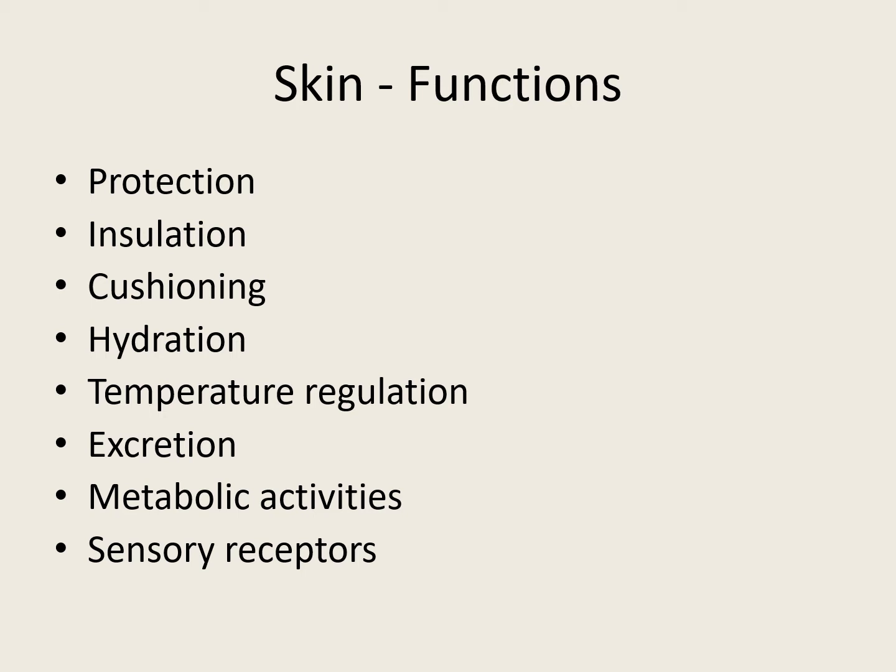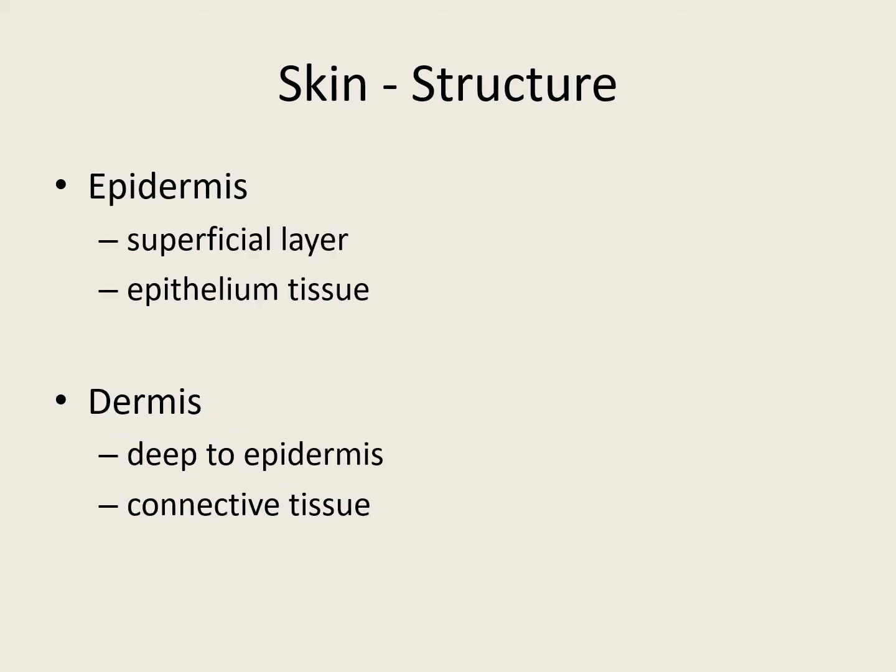Well, protection, insulation, cushioning, and hydration. It's also going to be involved with regulating your internal temperature. It's involved with excretion. There are a lot of various metabolic activities that are occurring, such as some of the precursors for making vitamin D, and then sensory receptors are also located here. Some of them are. So if you look at the structure, the superficial layer is the epidermis.